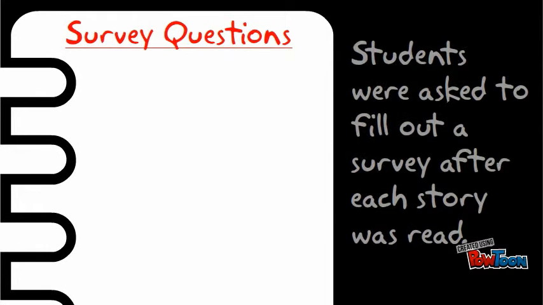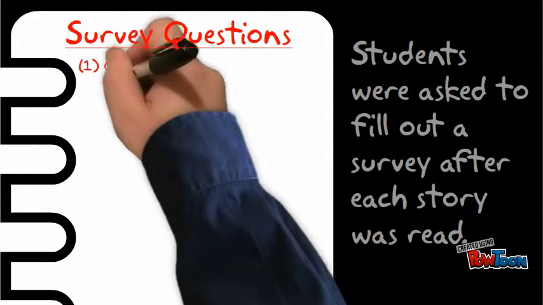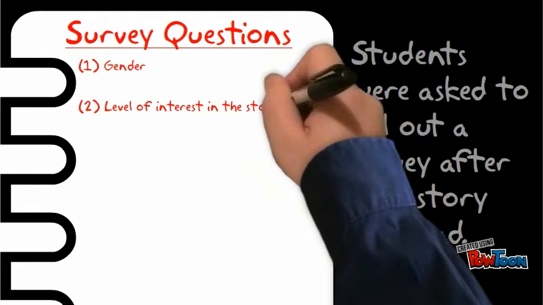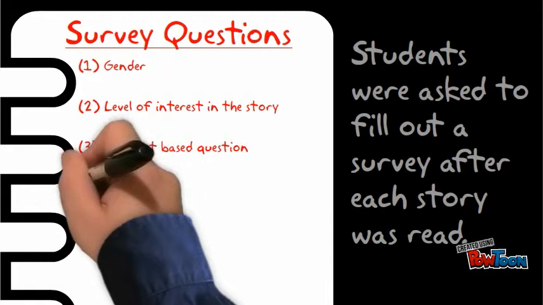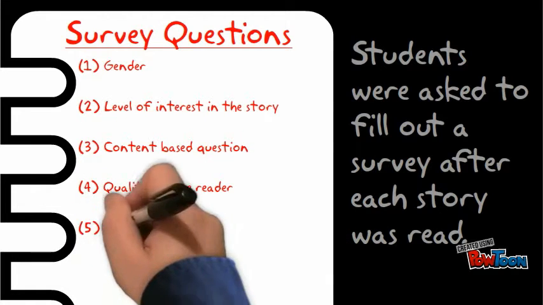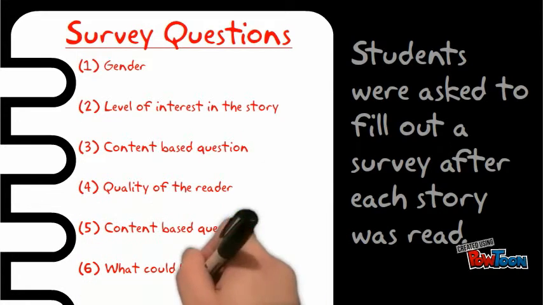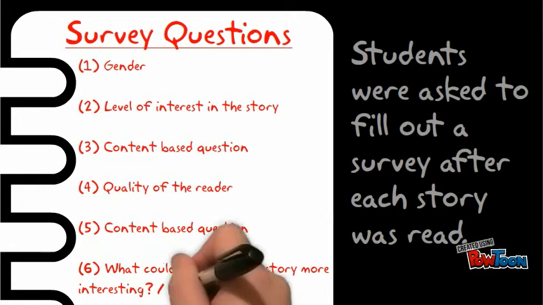After each story was read, the subjects were asked to complete a survey. They were asked their gender, their level of interest in the story, a content-based question about the quality of the reader, another content-based question, and to make additional comments, like what could have made the story more interesting.